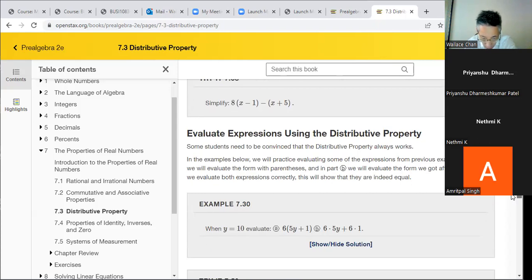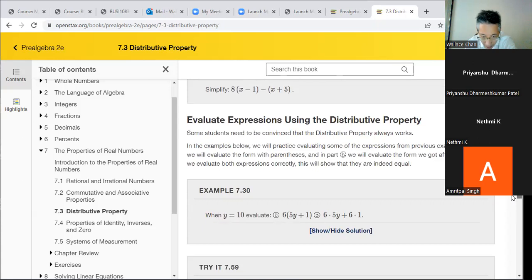Now, evaluate expressions using distributive property. Whenever it says evaluate expressions, that means they give you the value of the variable, and then they expect you to put that number into the expression. So y equals 10. You can use distributive property if you want, or the other way is you can just do it inside the parentheses. So 5 times 10 is 50. 50 plus 1 is 51. 51 times 6 is 306. I think it's 306, right?